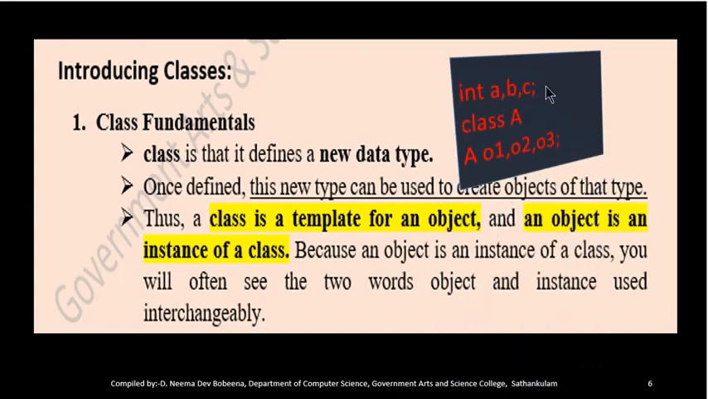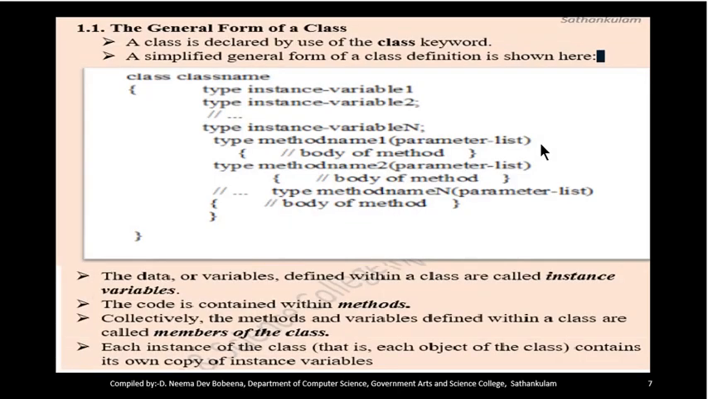Int a, b, c. a, b and c are variables of type int. Class A is a class. A is a data type. A O1, O2, O3. So O1, O2 and O3 are objects of type A. Here A is called a template for the objects. An object is an instance of a class.